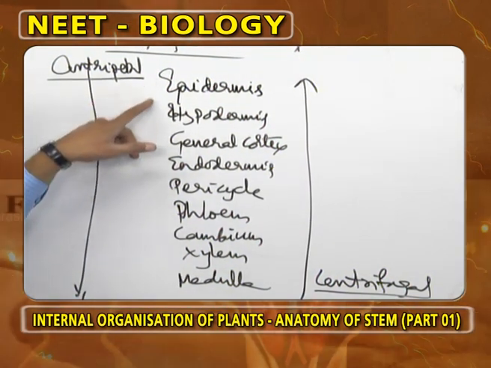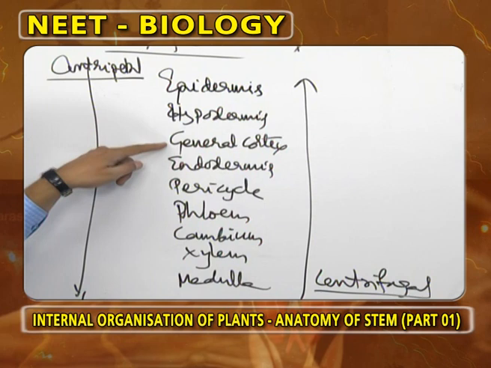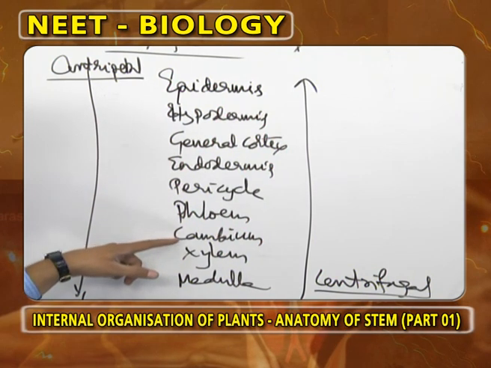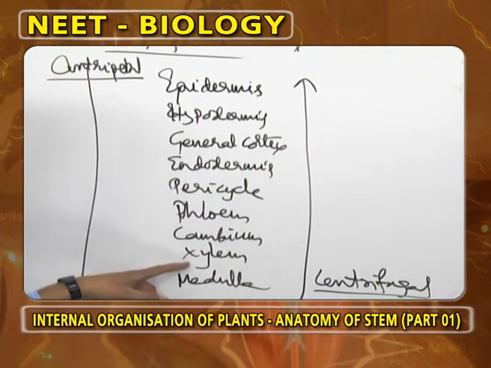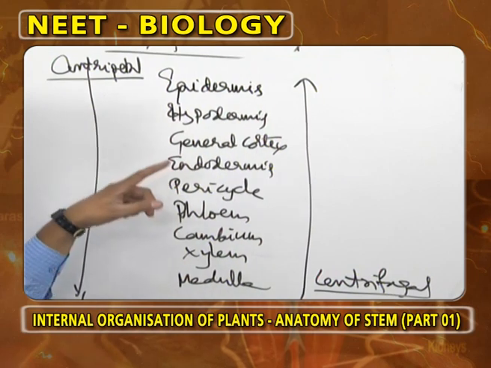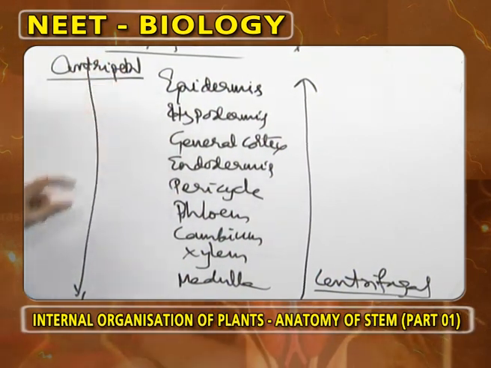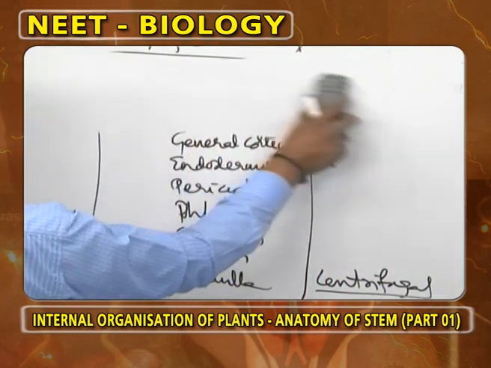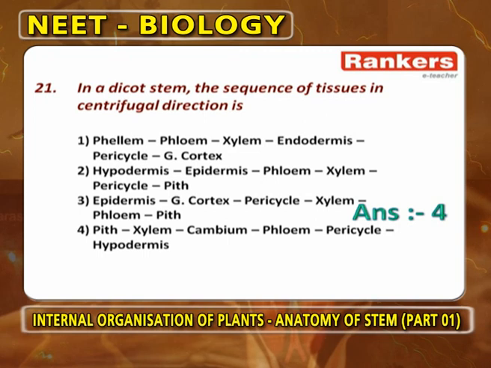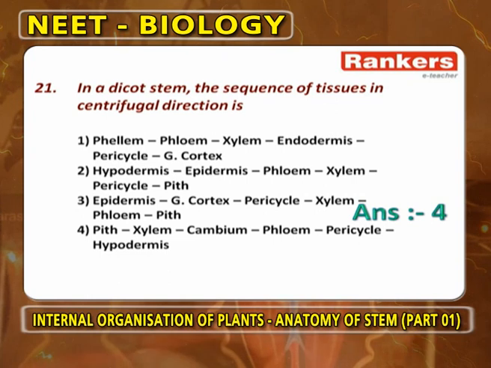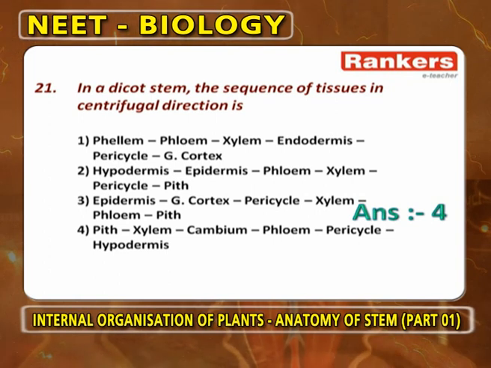If it is asked in the centripetal manner: epidermis, hypodermis, general cortex, endodermis, pericycle, phloem, cambium, xylem, medulla. Suppose the same question is asked in centrifugal manner: medulla, xylem, cambium, phloem, pericycle, endodermis, general cortex, hypodermis, epidermis. So, the answer for this question is, in a dicot stem, the sequence of tissues in a centrifugal direction is pith or medulla, xylem, cambium, phloem, pericycle, hypodermis.